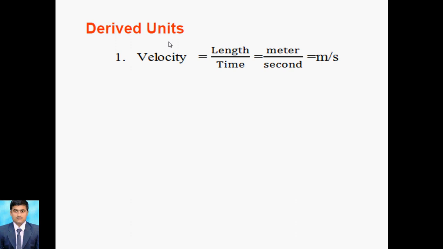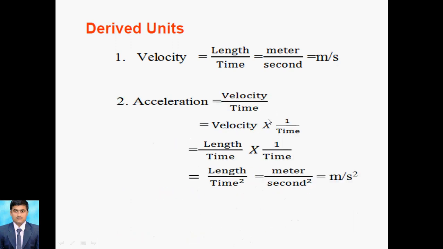So that's why it is not called a derived unit. First of all, we discuss velocity. Velocity depends on length upon time, so we can measure it in terms of meter per second. Then the second unit is acceleration.